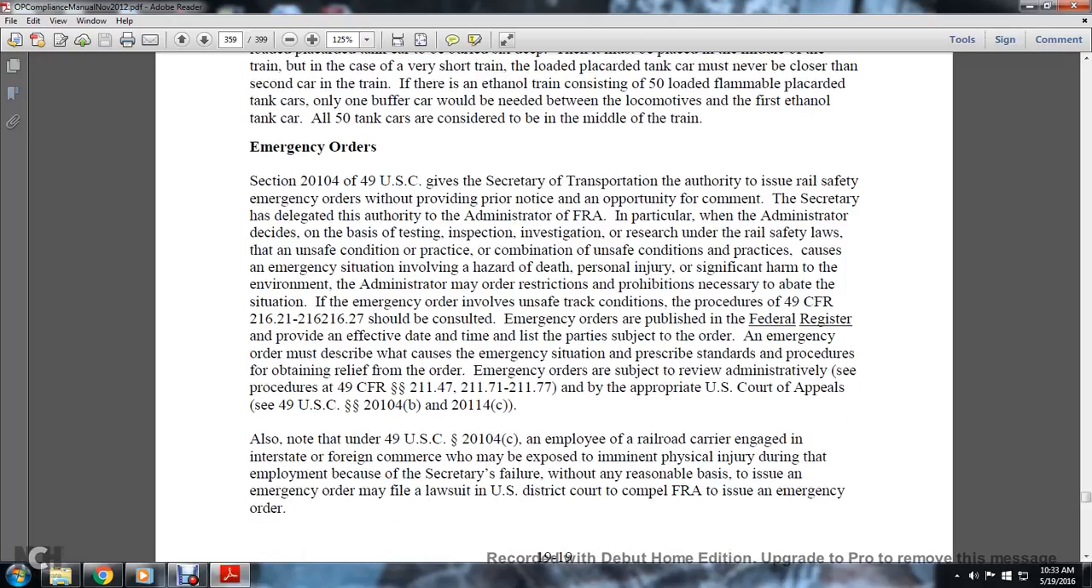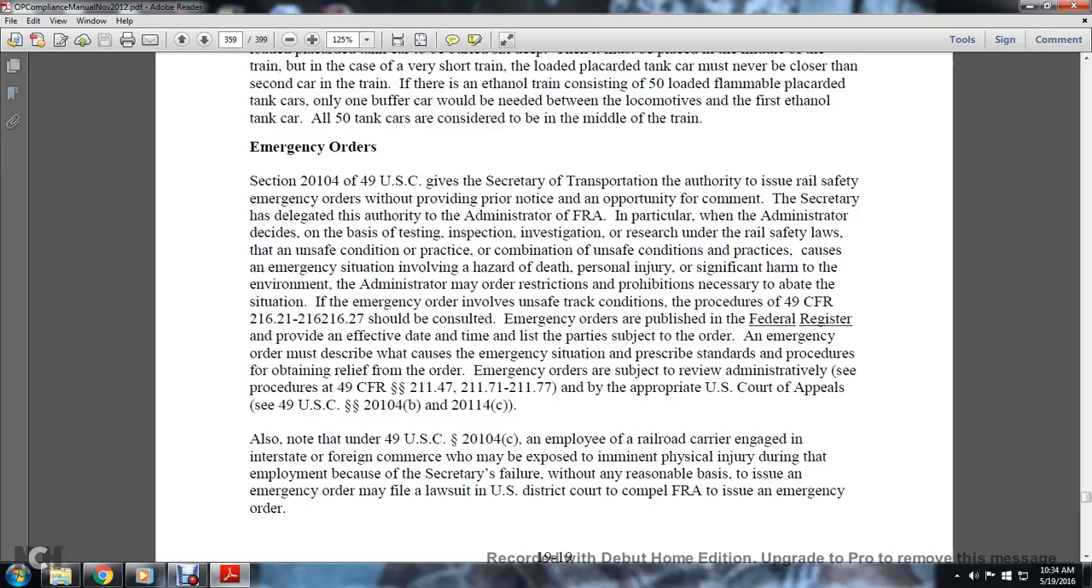Emergency Order. Section 20104 of Title 49 U.S. Code gives the Secretary of Transportation the authority to issue railway safety emergency orders without providing prior notice. The Secretary has delegated this authority to the Administrator of the FRA, particularly to decide on the basis of testing, inspection, investigation, and research of the railway safety laws that an unsafe condition or practice, or combination of unsafe conditions or practices, causes an emergency situation involving a hazard of death, personal injury, or significant harm to the environment. The Administrator may, under the order, impose restrictions and prohibitions necessary to abate the situation.